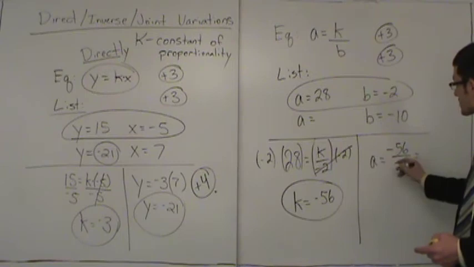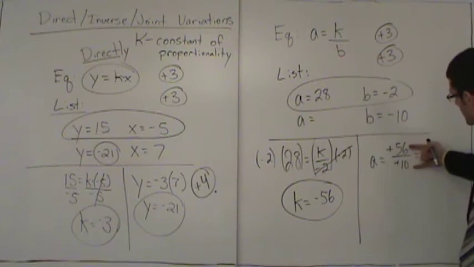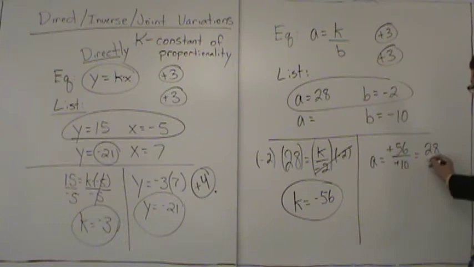And can we reduce this? Okay, are they both even? Yes, divide them each by 2. 56 divided by 2 is 28. 10 divided by 2 is 5.